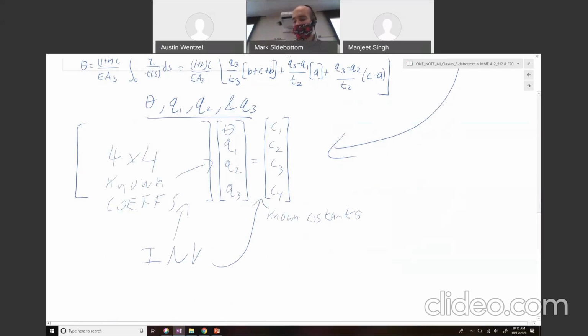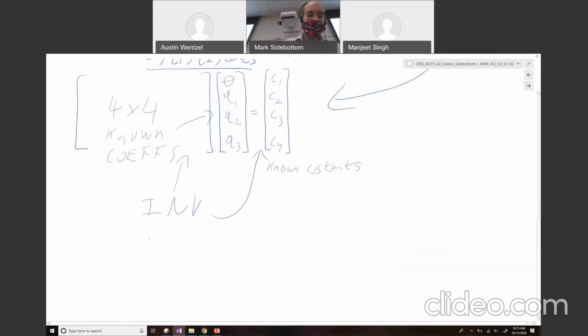So if you did that, you would get theta equal to 0.193. Q1 would be equal to 24.62 kilonewton meters. Q2 would be equal to 25.11 kilonewton meters, and Q3 would be equal to 38.6 kilonewton meters.